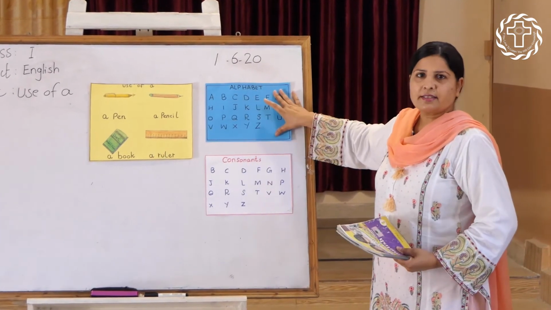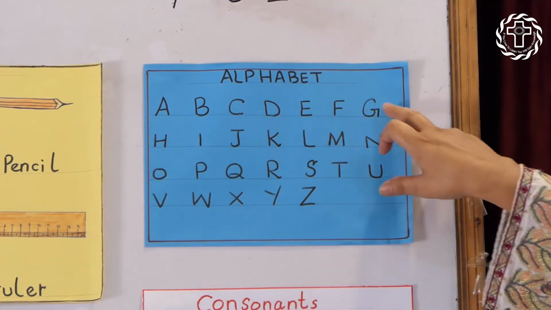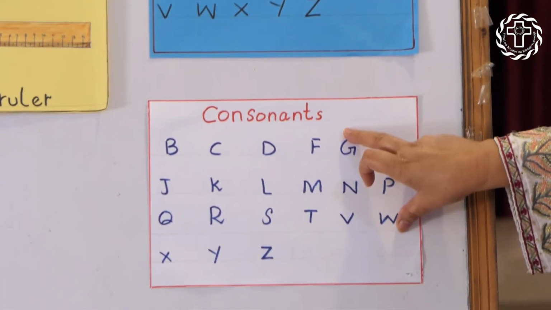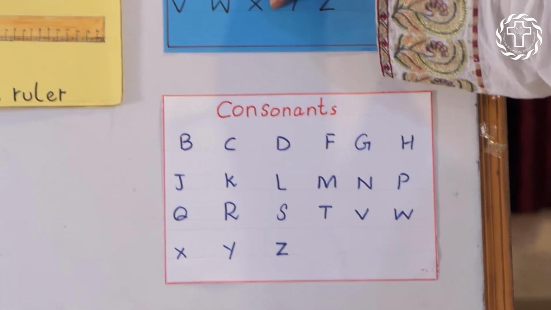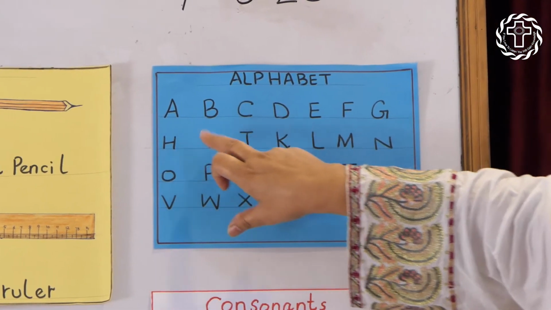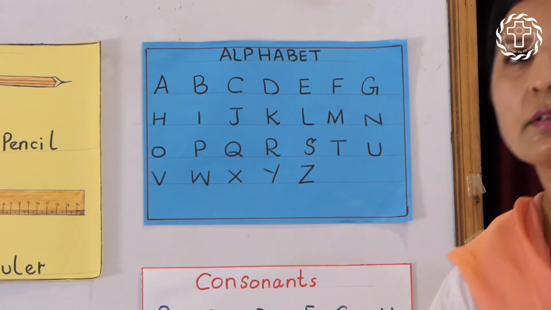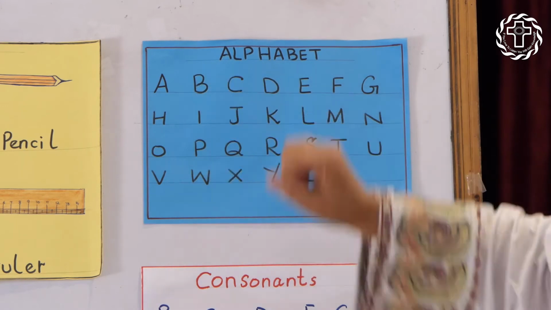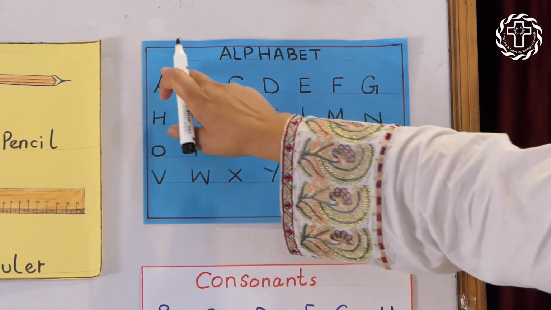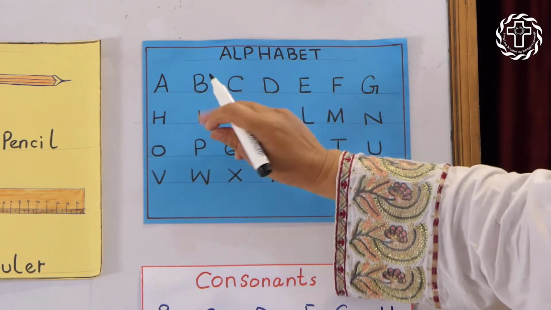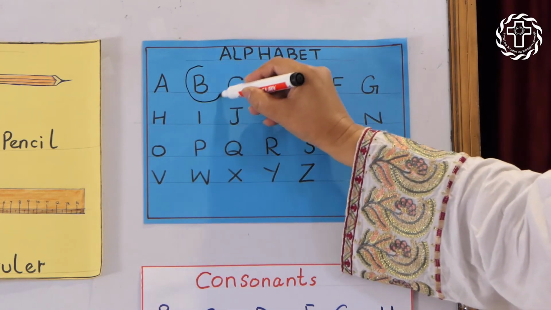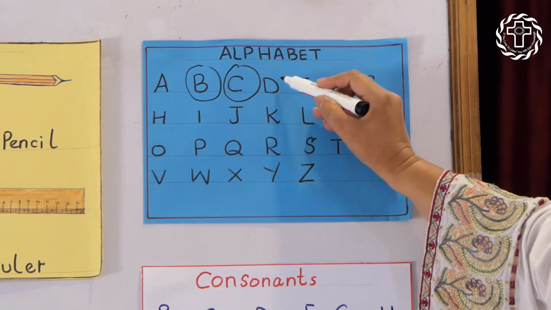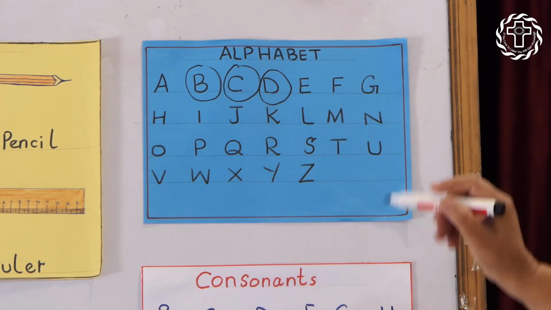These are alphabets A to Z, and these are consonants. We circle the consonant letters. Okay, A is a consonant? No. B is a consonant. C is also a consonant letter. D is also a consonant letter.